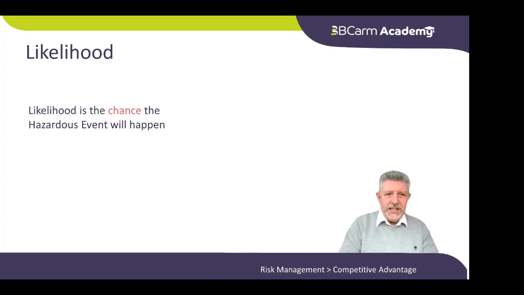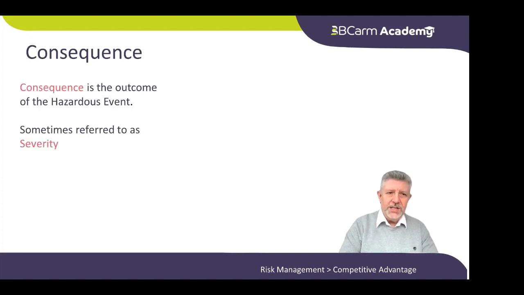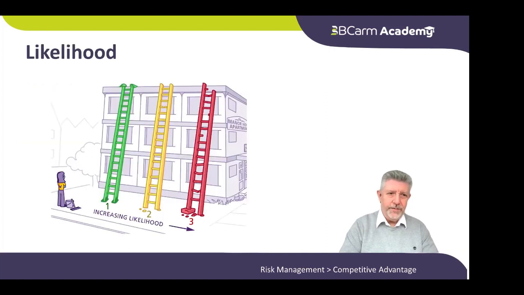So as I said, likelihood is the chance that somebody will fall down or trip up in the pothole, and the consequence is the outcome of that hazardous event. Sometimes, as I say, it's referred to as the severity of injury. So to try and illustrate that a little bit further for you, if we think about, in this scenario, maybe a window cleaner, and the window cleaner has got a brand new ladder, which is on the left-hand side of the screen, the green ladder there.